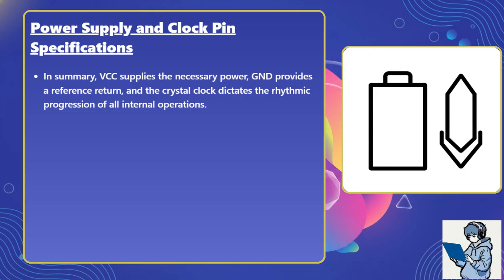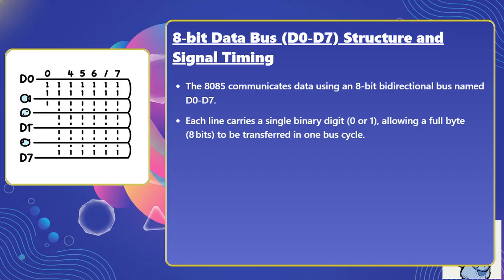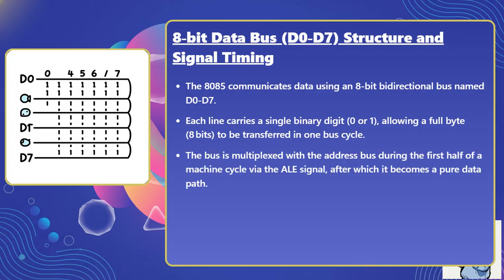The 8085 communicates data using an 8-bit bidirectional bus named D0 to D7. Each line carries a single binary digit, 0 or 1, allowing a full byte, 8 bits, to be transferred in one bus cycle. The bus is multiplexed with the address bus during the first half of a machine cycle via the address latch enable signal, after which it becomes a pure data path. Signal timing is synchronized to the clock.